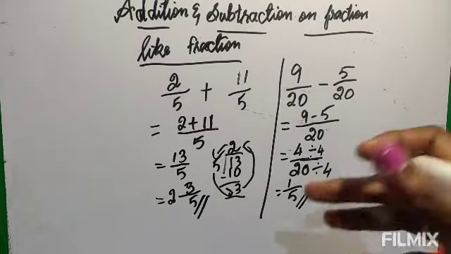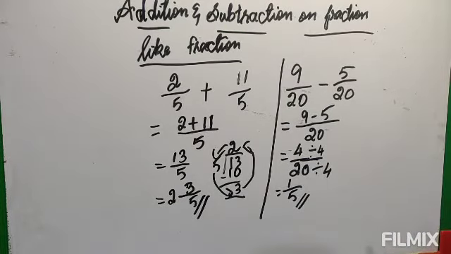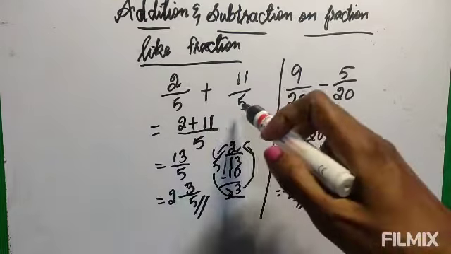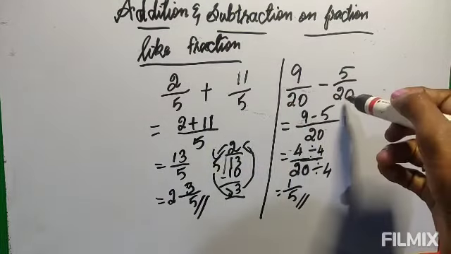So this is addition and subtraction for like fractions. It is very easy. You just have to add the numerators, otherwise subtract the numerators. The denominator you will write the same. You should not add the denominators, and you will not subtract the denominators.